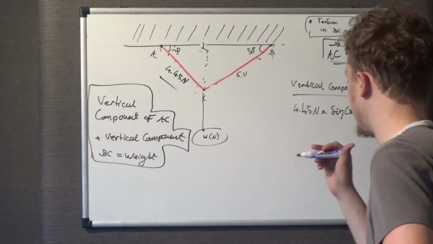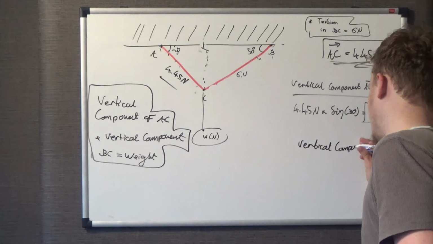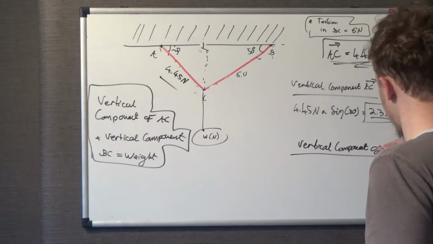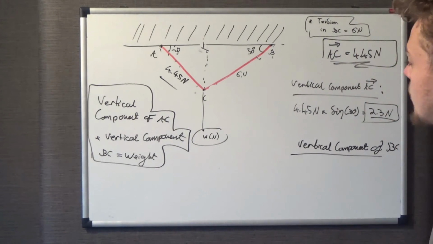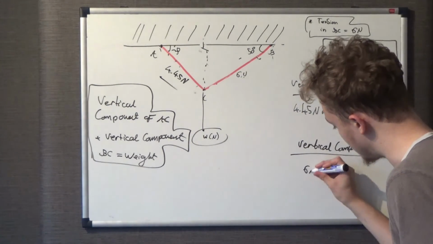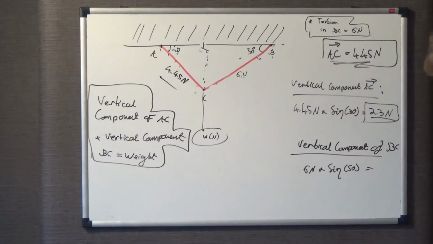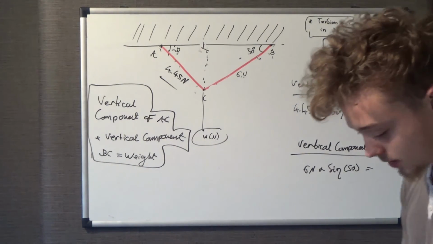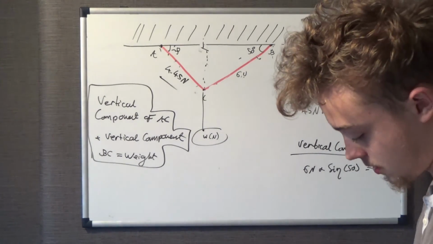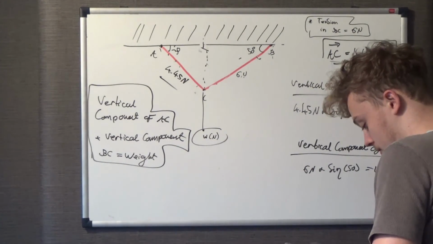Alright, so that's the vertical component of A to C. And we want to know also the vertical component of B to C. Now obviously this is going to be a lot easier. It's 6 newtons. We've got the angle, we want the opposite, so it's a similar thing. It's 6 newtons times the sine of 50, not 30, remember. I'll just use this spare calculator. So it's 6 times the sine of 50, and that comes to 4.60 newtons.